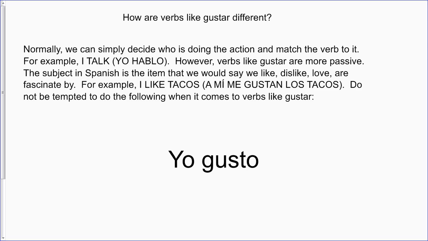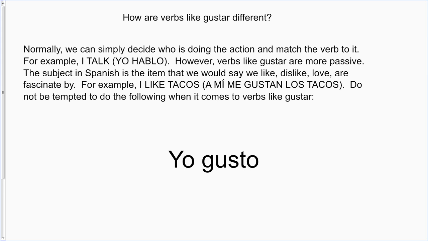Once again, I want to know, do you understand? So if you do understand everything we've gotten to so far, I just want to cover how gustar verbs are different. So normally, we can simply decide who's doing the action and match the verb to it. That's pretty simple. I run, yo corro. I eat, yo como. You talk, tú hablas. For example, I talk, yo hablo.